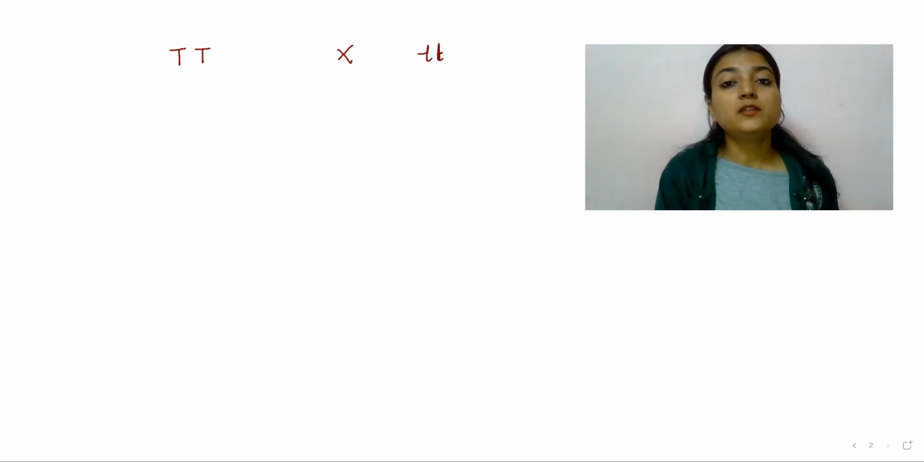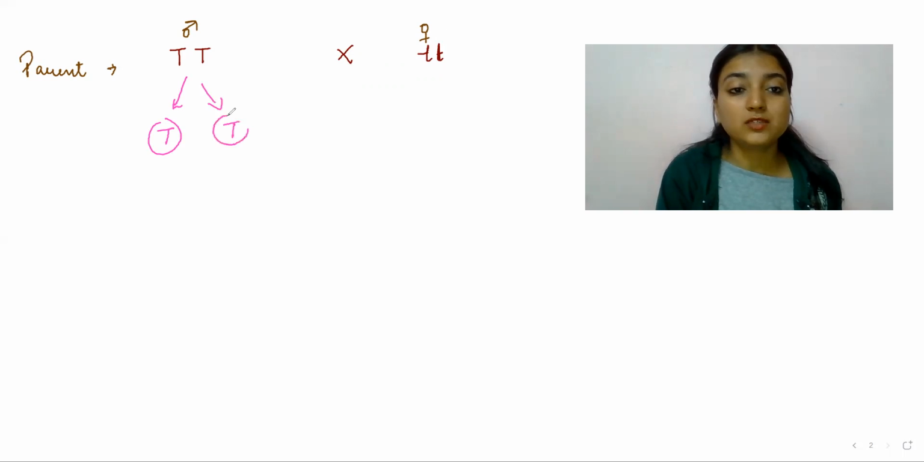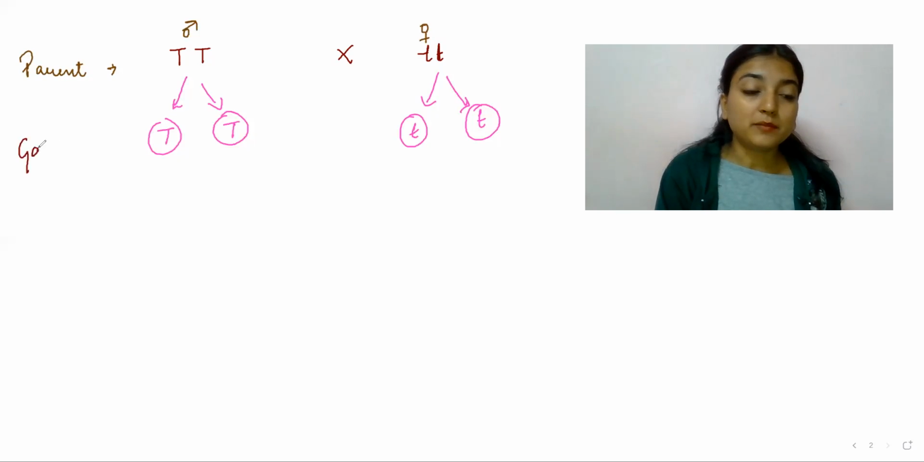Now we are taking the pure Mendelian lines, which means we are taking the pure lines of the parents. So here the parents are homozygous tall and homozygous recessive. Let us take this as a male and a female. The next step is to form gametes. These are the gametes formed by this parent, and the recessive gametes are formed by the female one.